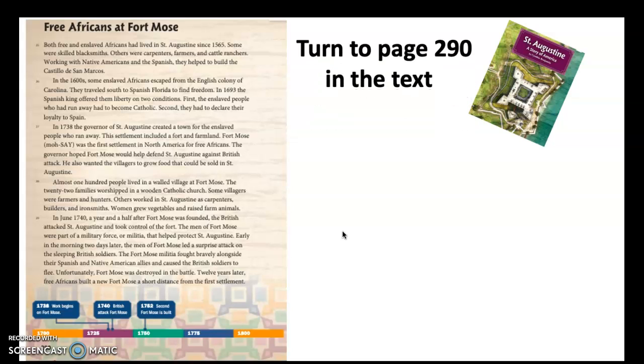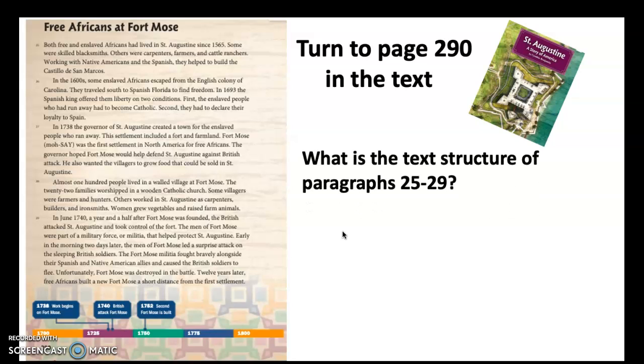Turn to page 290 in the text. Take a look at this page. There's some really good information here. Let's think about what the text structure is for paragraphs 25 through 29. So go ahead and take a minute, reread this with your buddy, and press play when you're ready to discuss the text structure of those paragraphs.